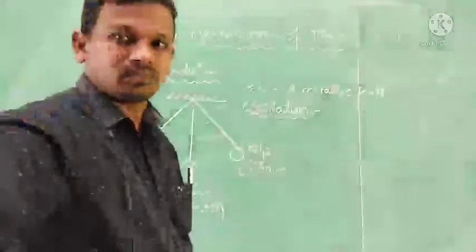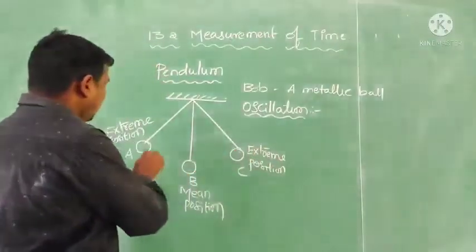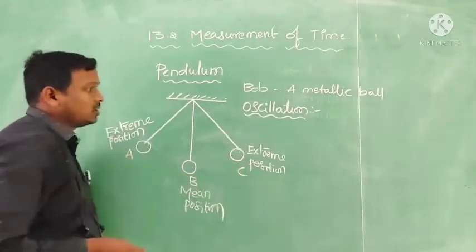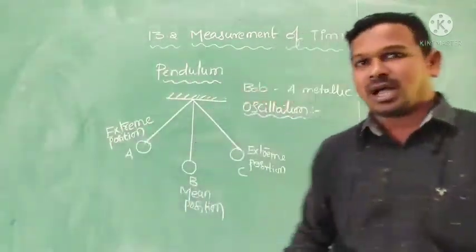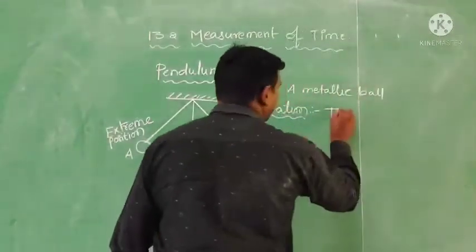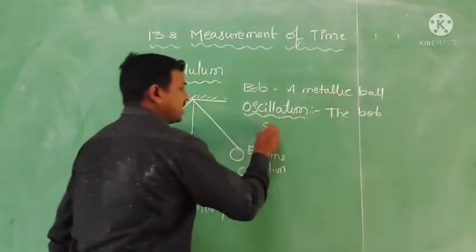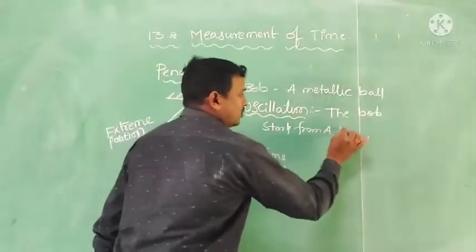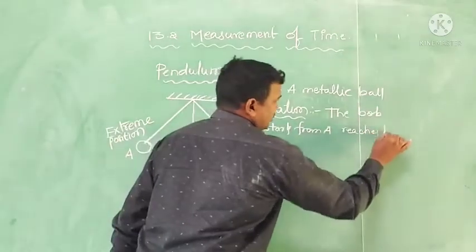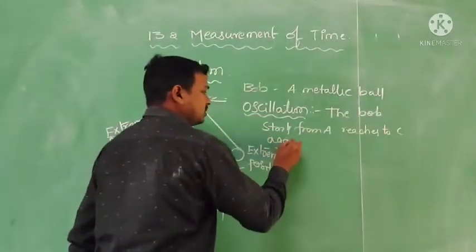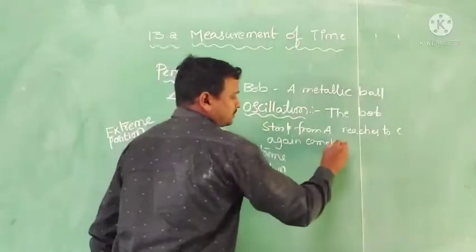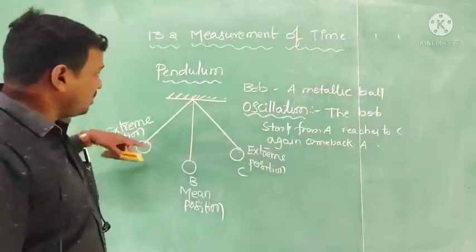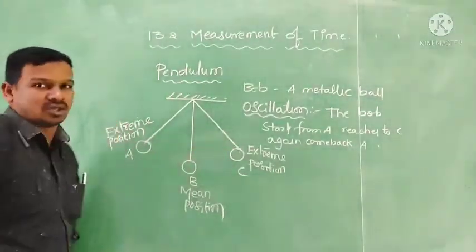What is the oscillation here? When a bob starts from point A, goes to C through B, and again comes back to A, the path which is covered is called an oscillation. Here I am writing: the bob starts from A, reaches C, and comes back to A. The path covered when it is in motion is called oscillation.